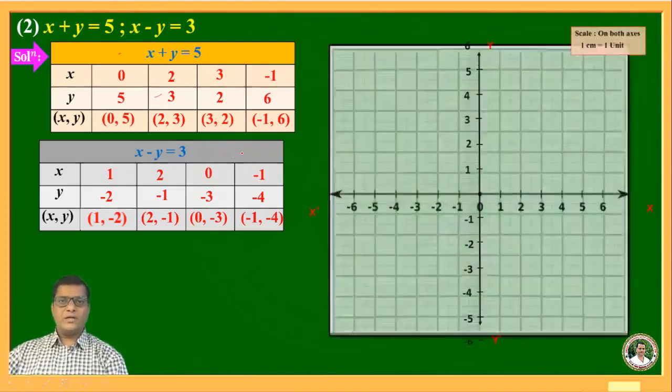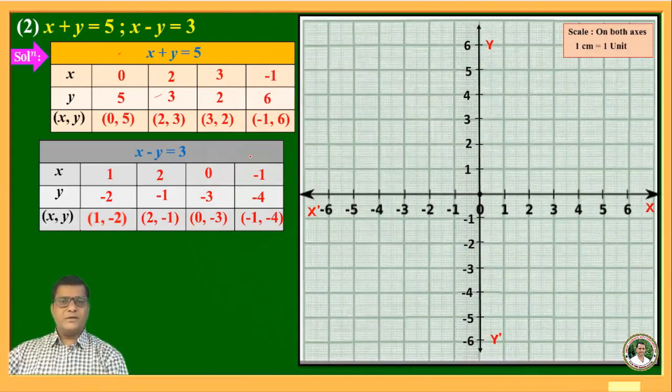For that, on graph paper, draw the x-axis, y-axis and write the scale. Here the first point is 0, 5. That point will come on the y-axis. The second point is 2, 3, which will be in the first quadrant. The next point is 3, 2. This is also in the first quadrant. And the last point is minus 1, 6 in the second quadrant.